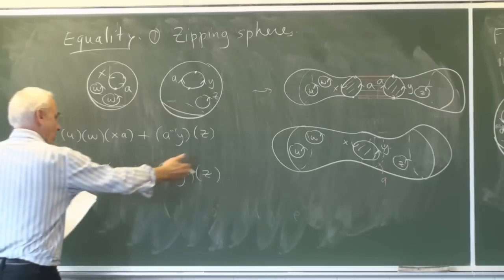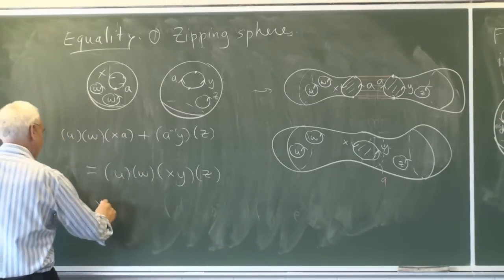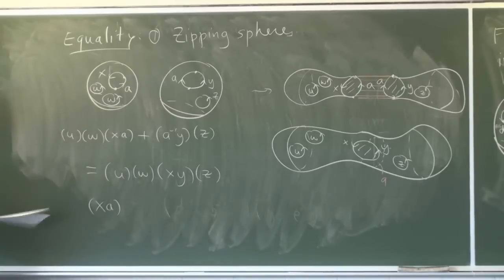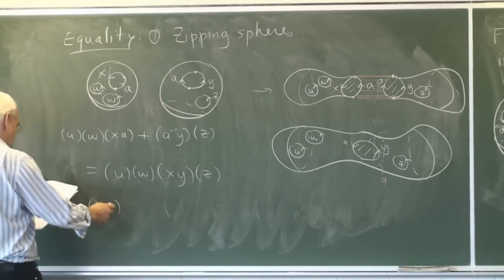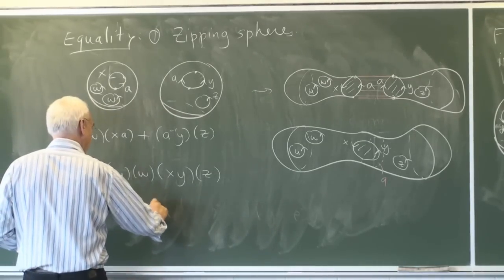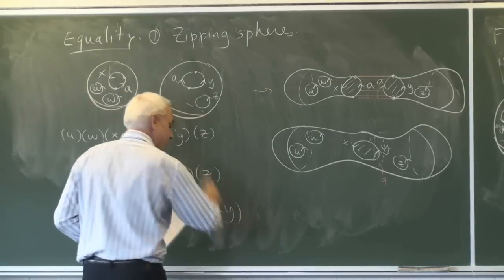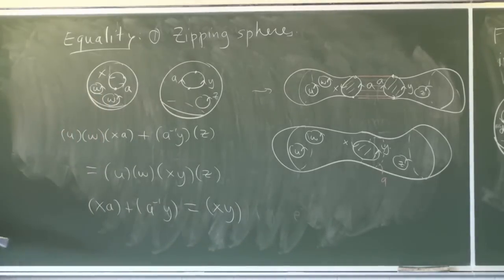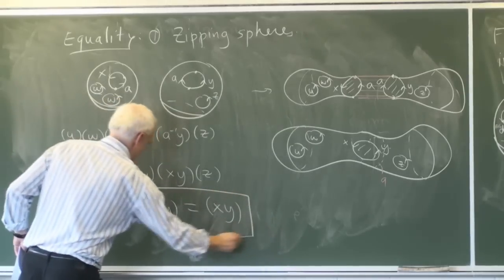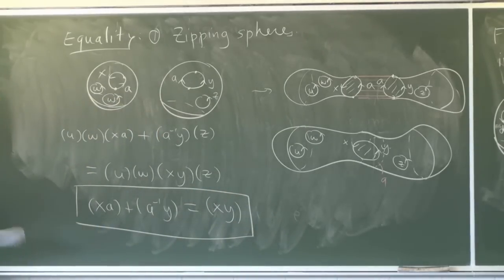And if we ignore these extra words, the essential aspect is that if we have one sphere with a hole XA and another sphere with a hole A inverse Y, then we can combine them to get one single sphere with a hole XY. So we've zipped together two edges, and the two spheres have become one sphere.